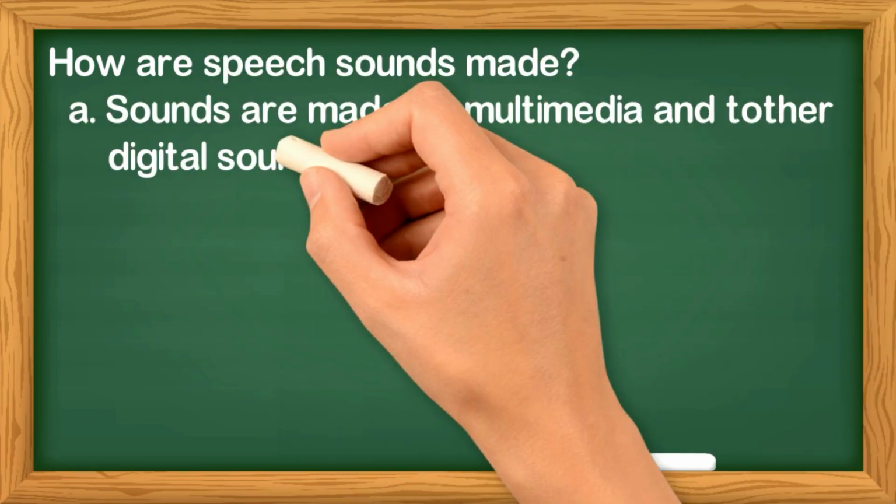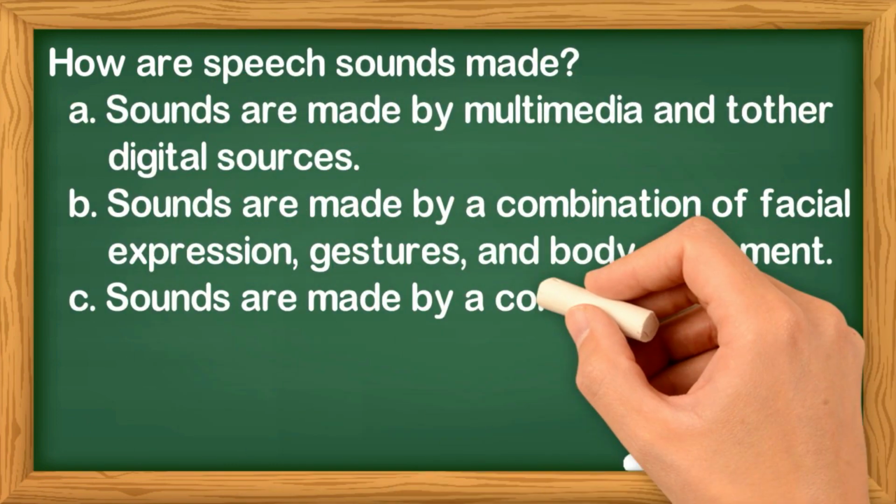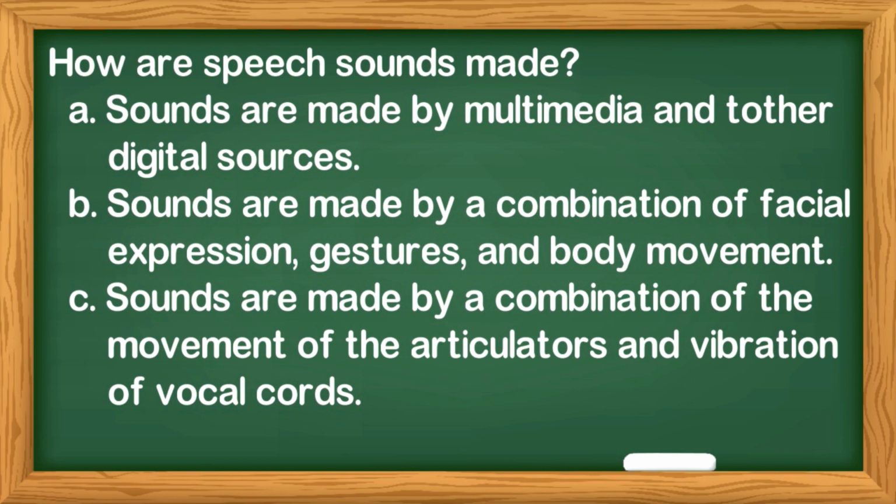How are speech sounds made? A. Sounds are made by multimedia and other digital sources. B. Sounds are made by a combination of facial expression, gestures, and body movement. C. Sounds are made by a combination of the movement of the articulators and vibration of vocal cords.